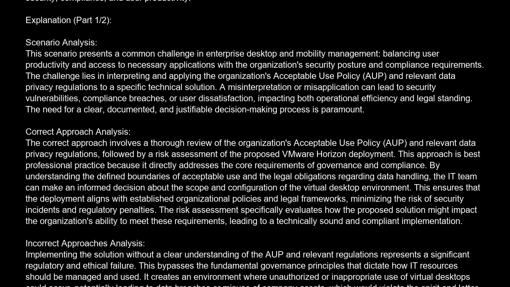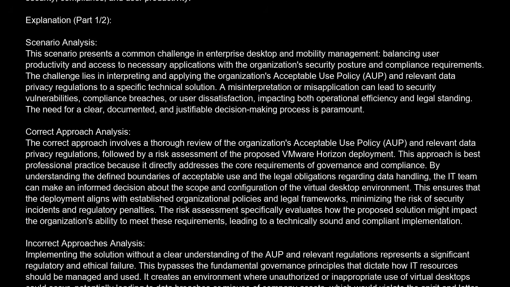Explanation. Scenario analysis. This scenario presents a common challenge in enterprise desktop and mobility management, balancing user productivity and access to necessary applications with the organization's security posture and compliance requirements. The challenge lies in interpreting and applying the organization's acceptable use policy (AUP) and relevant data privacy regulations to a specific technical solution. A misinterpretation or misapplication can lead to security vulnerabilities, compliance breaches, or user dissatisfaction, impacting both operational efficiency and legal standing. The need for a clear, documented, and justifiable decision-making process is paramount.